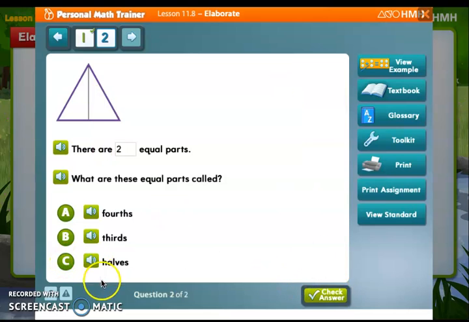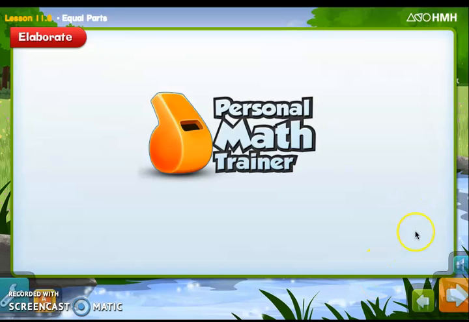Try again. Yeah, it's not letting me. I don't know why it did this the last time too. It's not letting me click the very last button, but that's okay. But anyway, this would be correct, right? Halves. Halves are 2 equal parts. Right. Nice job.